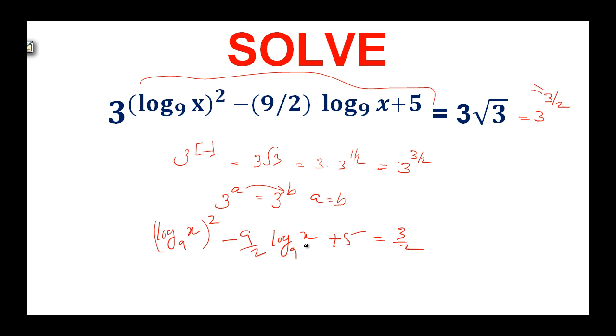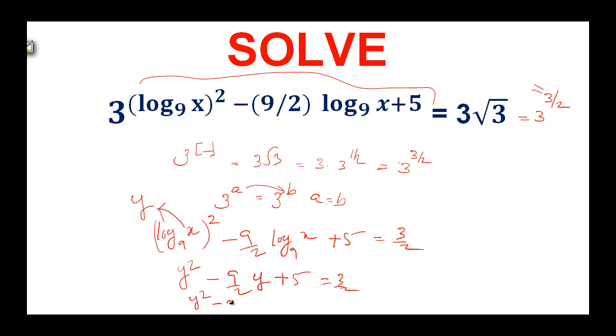Now you see there is a log x to the base 9 in two terms, so it is in the quadratic form. So once you make a substitution that log x to the base 9 equals some number, say y, then this becomes a quadratic equation in y. Then you can directly solve for y using the standard quadratic formula or by factorization. Now we get y square minus 9 by 2 y plus 5 equal to 3 by 2. Now you subtract 3 by 2 from both sides of the equation.